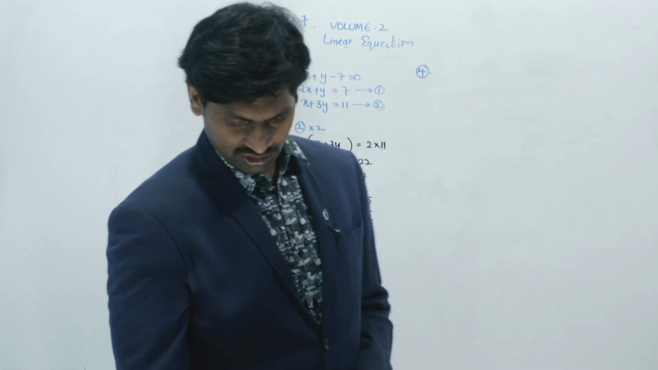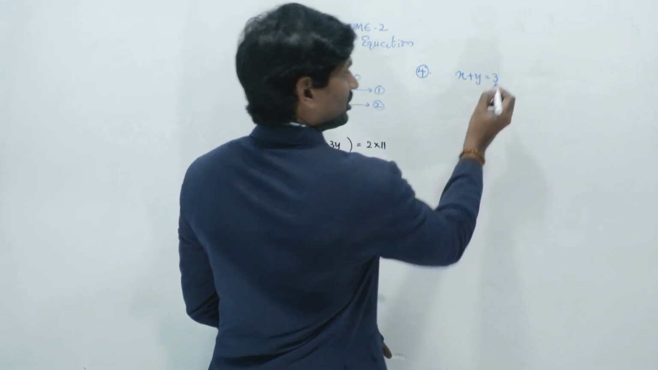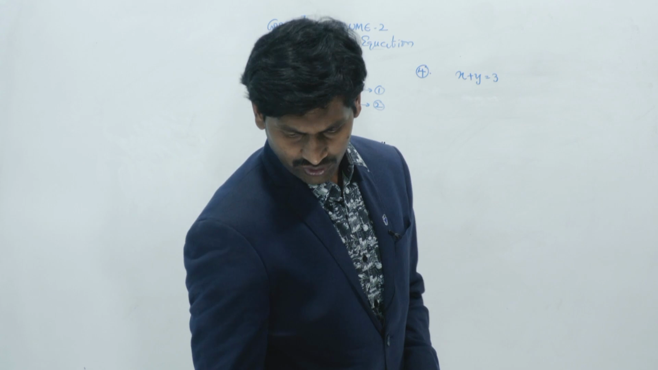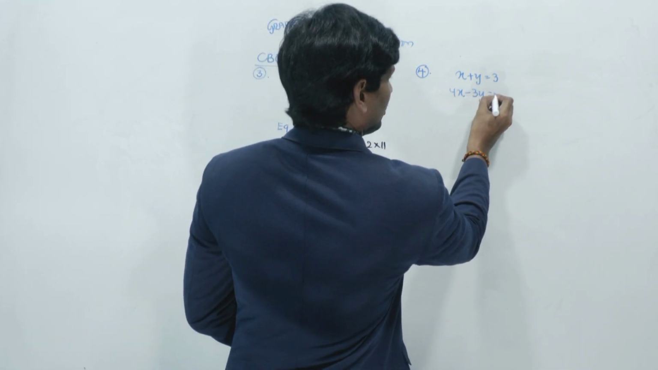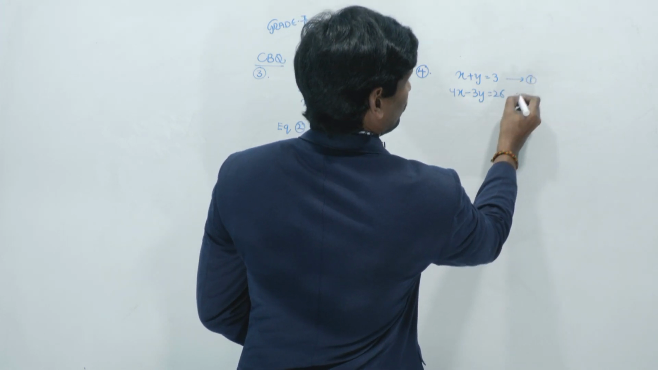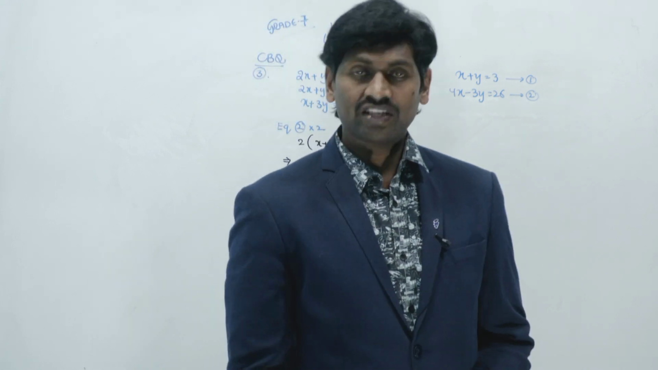Right, the fourth question. Two linear equations are given: x plus y equals 3, and the second equation, 4x minus 3y equals 26. Equation 1 and equation 2. Okay, so here we need to find the value of y.